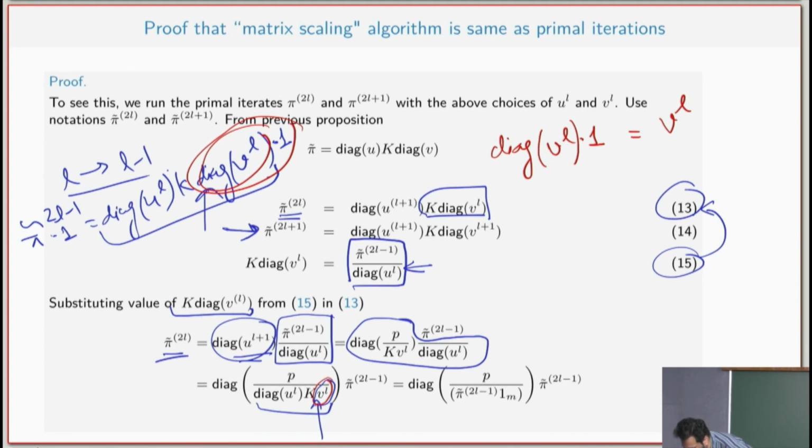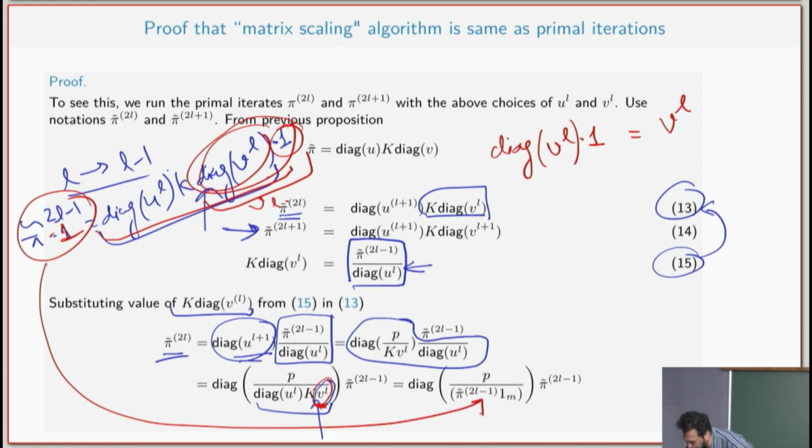So here this was vector VL, and from our derivation it was diag of VL. To make this VL, we had to multiply by 1, but this means that on the left-hand side I also have to multiply by 1. That is why this is now written in this form, pi tilde 2L minus 1 times 1m. Okay, so that's taken care of. All this is fine, and this remains the same as before, we just copied it there. So this derivation is fine. I hope you are okay with this.